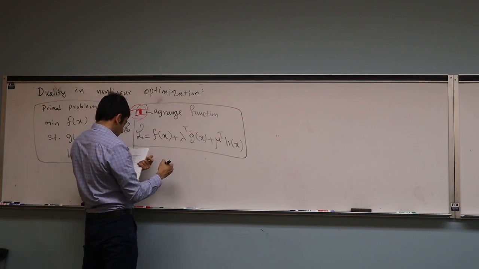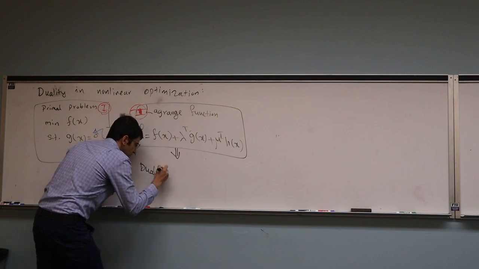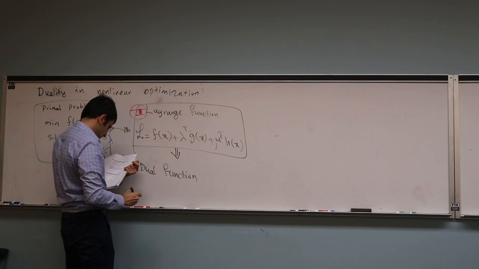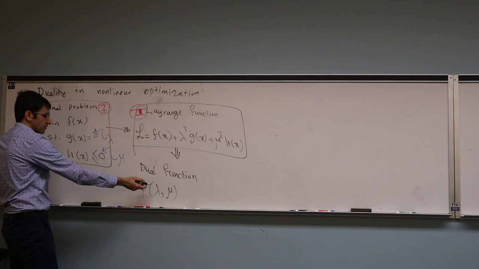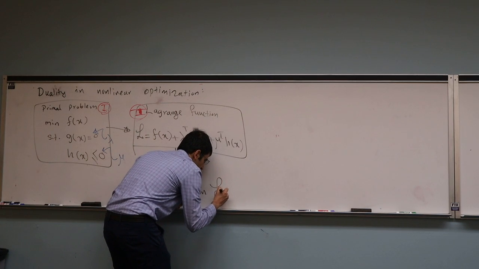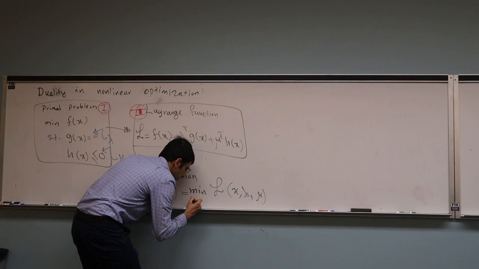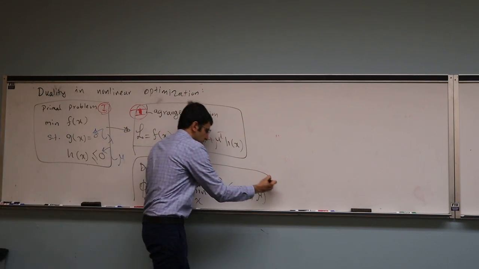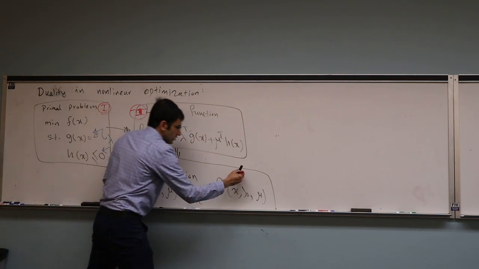Based on the Lagrange function, now I formulate the dual function. What's the dual function? It's phi of lambda and mu, so it's only a function of the Lagrange multipliers, and it is equal to minimizing the Lagrangian of x, lambda, and mu with respect to x. Here, our only variable is x, and we are trying to find the formulation for the dual function. This is the third step.